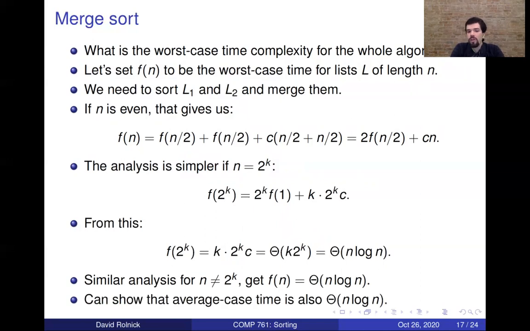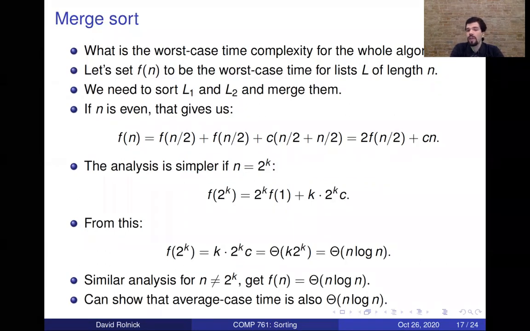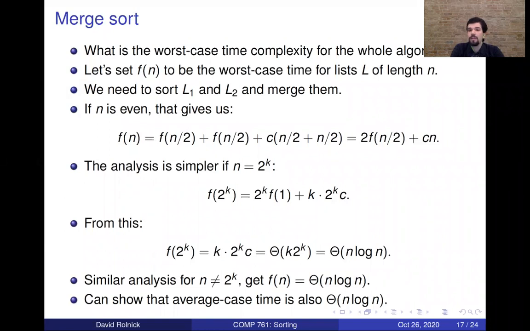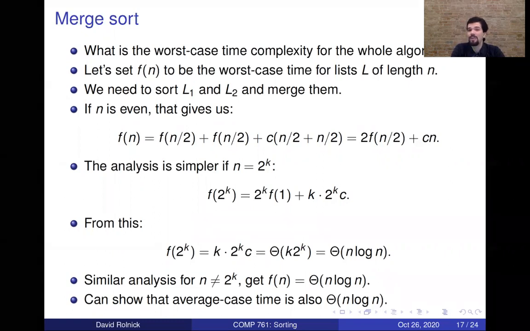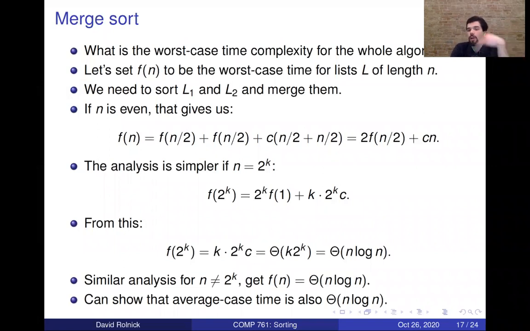So we can also show that the average case time is theta of n log n. I'm not going to go through and prove that. But in this case, both of them are n log n. Previously, both of them were n squared, so we're getting better. N log n is better than n squared. And merge sort is indeed better than insertion sort. The constants are also better.